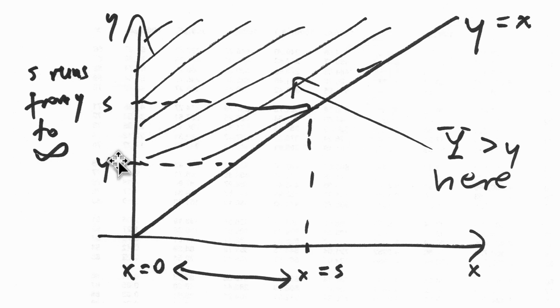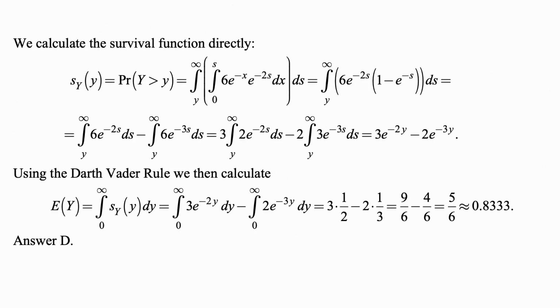And then we see that the values of Y, but we're going to have to give them a different name, so I'm going to call it s, run from that fixed value of y to infinity. And then for a fixed value of s, x runs from 0 to s. So we just basically go with these horizontal lines from the level of y and above. We're going to take a double integral of the density over that region, and that's going to be the survival function of Y. And once we have the survival function of Y, we take the integral of it to find the expected value.